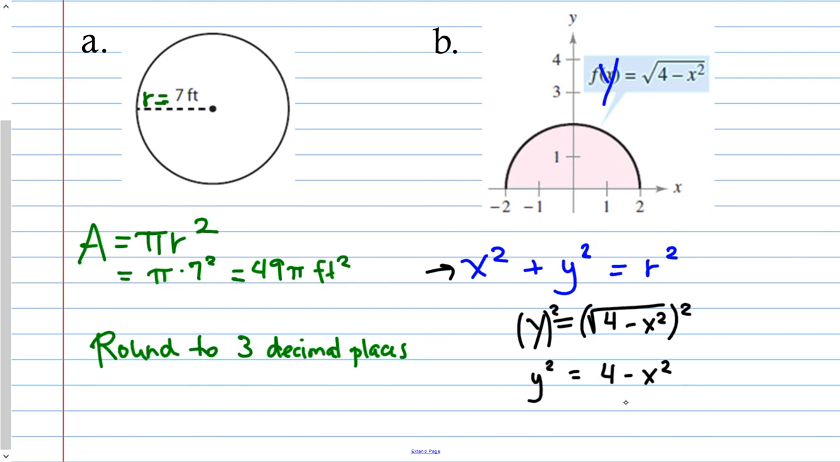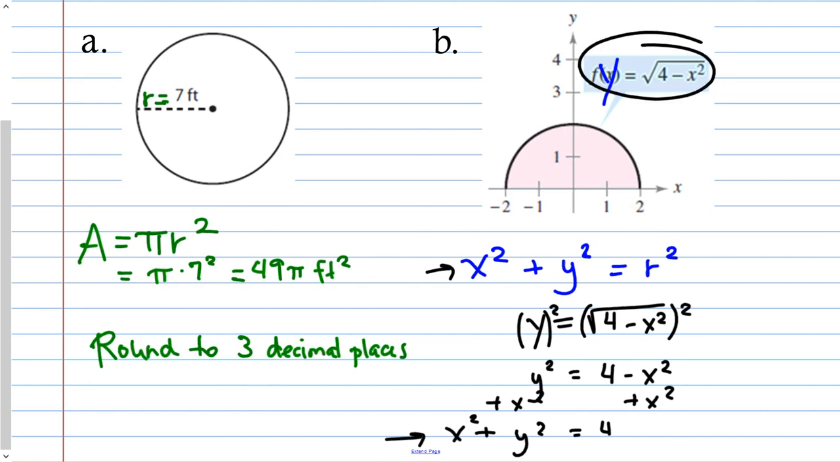Let me move the x over. So I'm going to add x squared to both sides. So now I have x squared plus y squared equals 4. Well, look, the standard form of a circle. Okay? I need you to be able to recognize this as being a semicircle. It is very helpful when you do. Okay, so let's go back, and I'm going to actually find the area now.